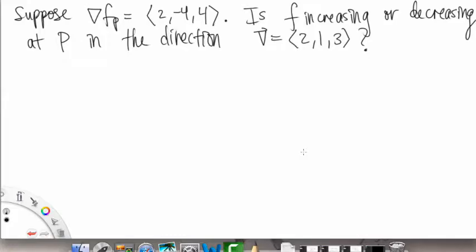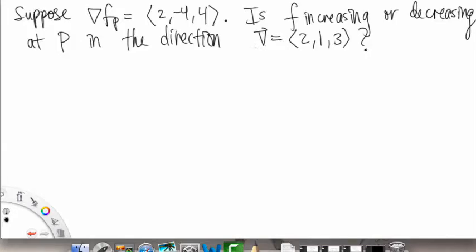Okay, for this question, we're going to suppose that the gradient of f at p is equal to (2, -4, 4). And the question asks, is our function f increasing or decreasing at p in the direction of v equals (2, 1, 3)? So basically what we're doing here is seeing if f is increasing or decreasing.